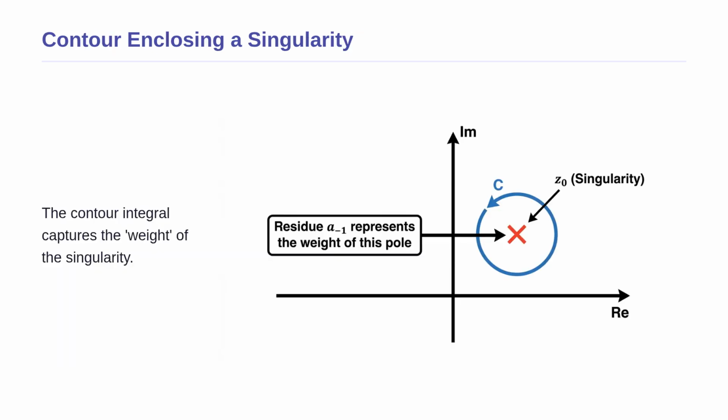Let us visualize what we just proved. Here we see the complex plane with the real and imaginary axes. The red cross marks our singularity, Z0, the hole in our mathematical park. The blue circle is our contour path, C, wrapping counterclockwise around the singularity. The integral along this blue path doesn't evaluate to 0 because the singularity is trapped inside. Instead, the path captures the residue, a-1, which represents the fundamental weight or strength of this isolated pole.